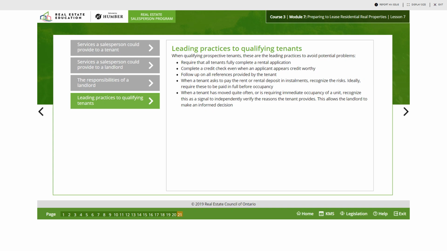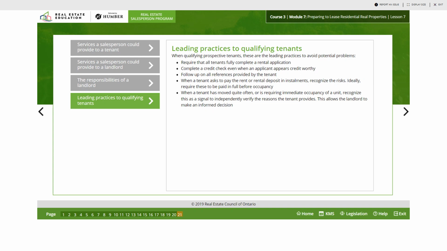Leading practices to qualify tenants. When qualifying prospective tenants, these are the leading practices to avoid potential problems. Require that all tenants fully complete a rental application, complete a credit check even when an applicant appears creditworthy, follow up on all references provided by the tenant.